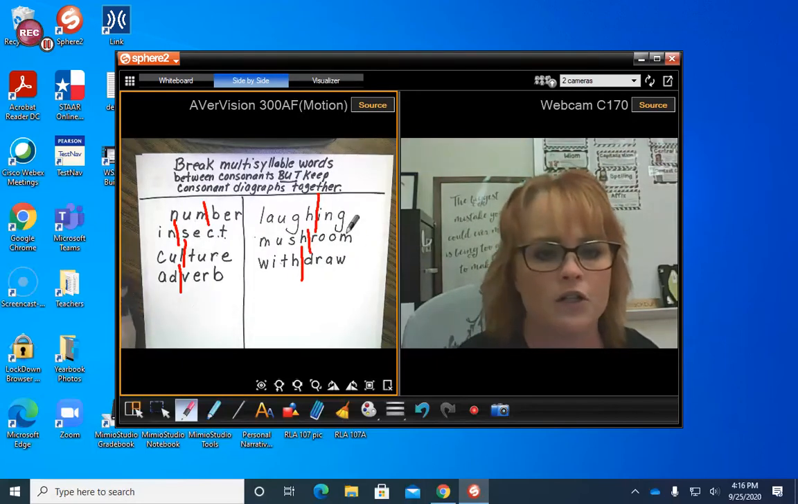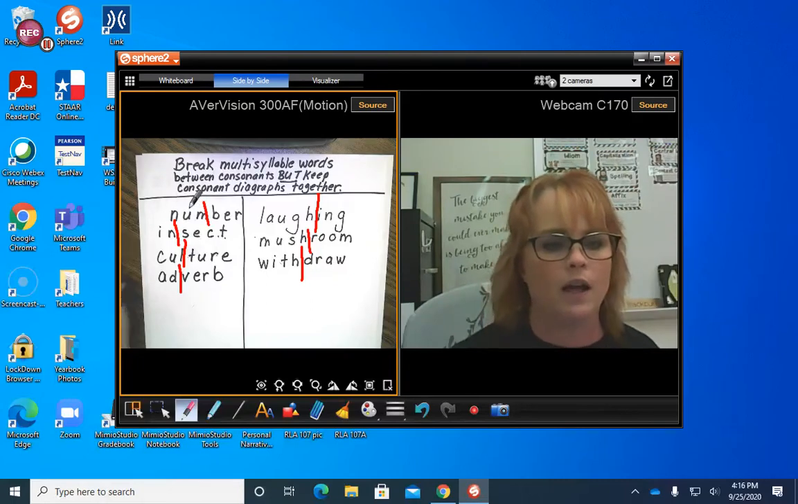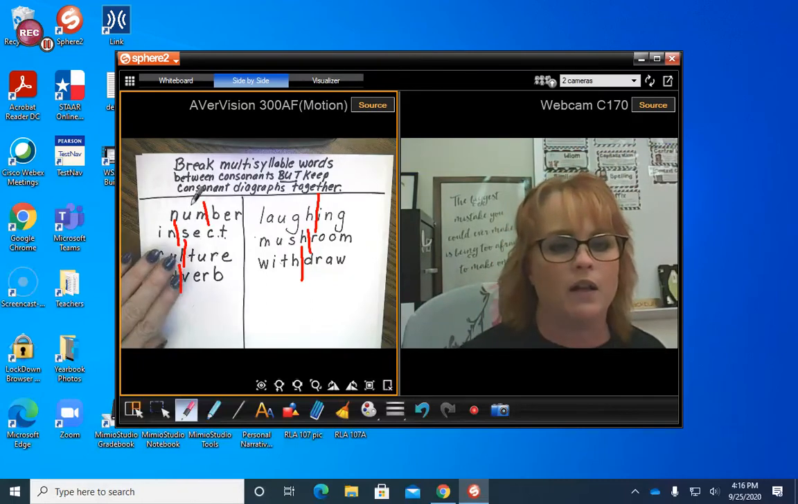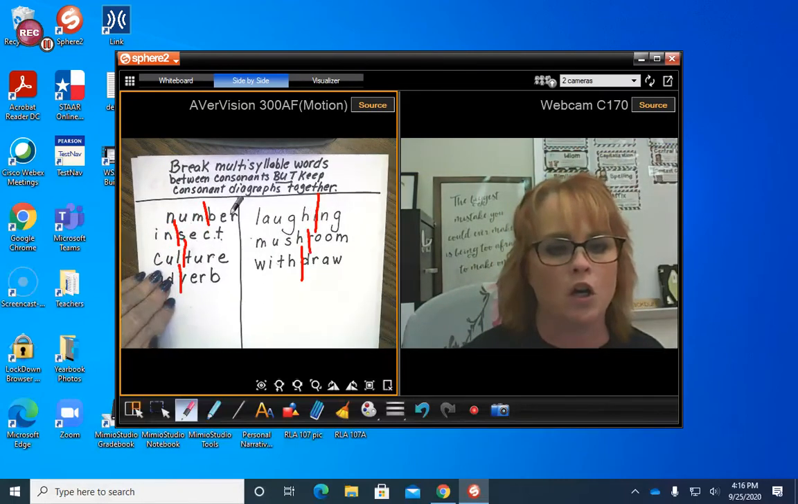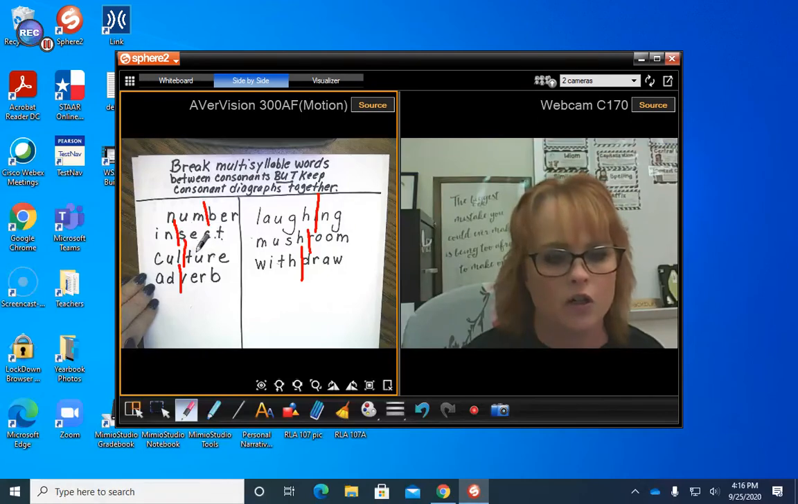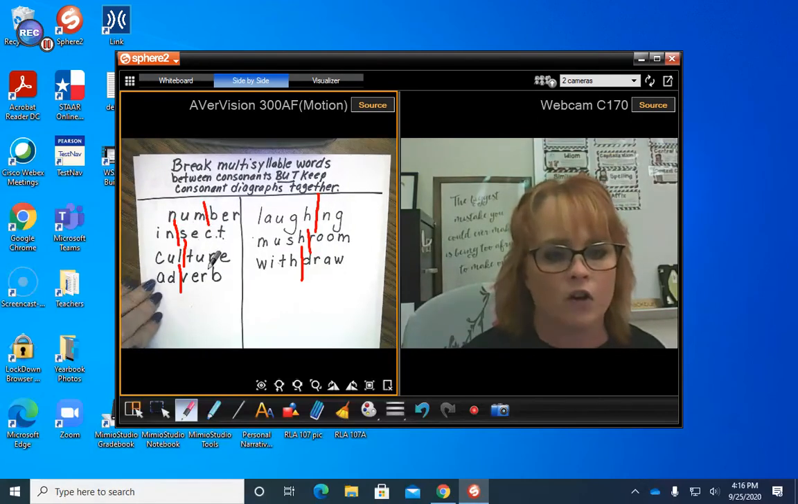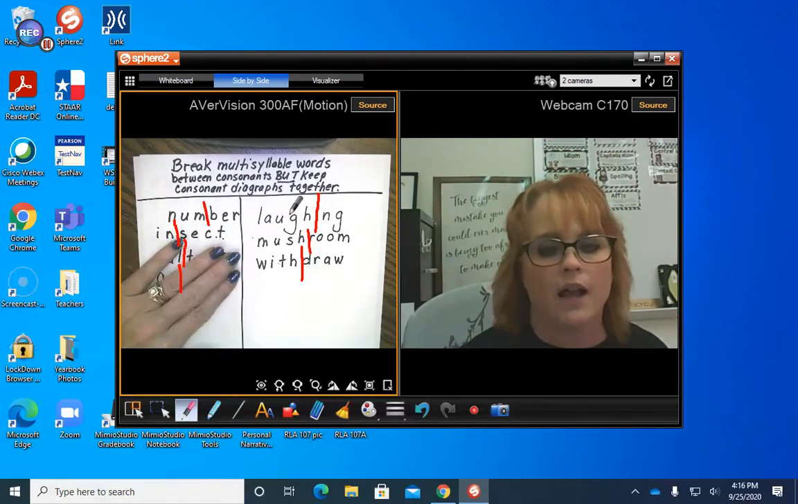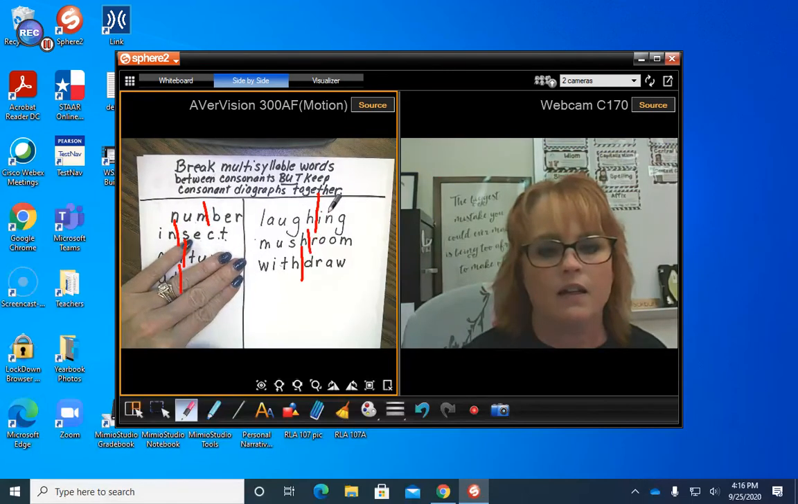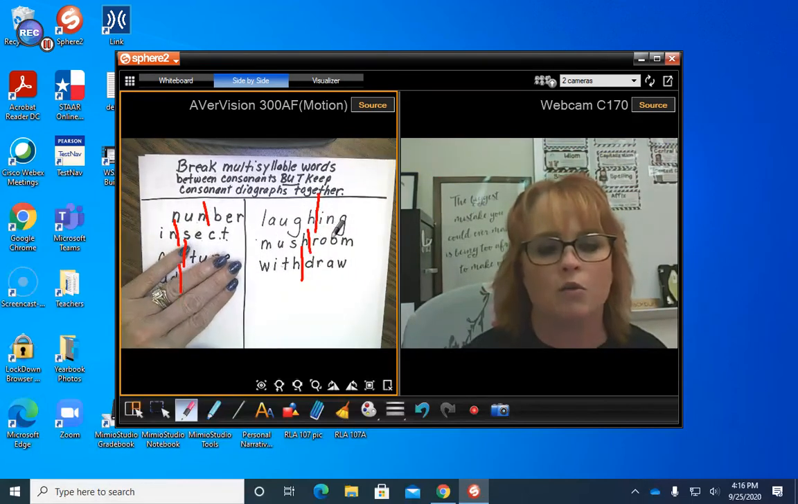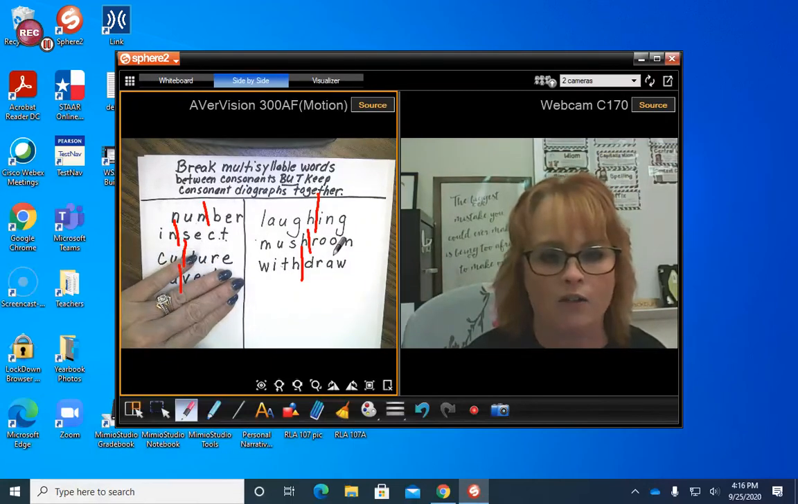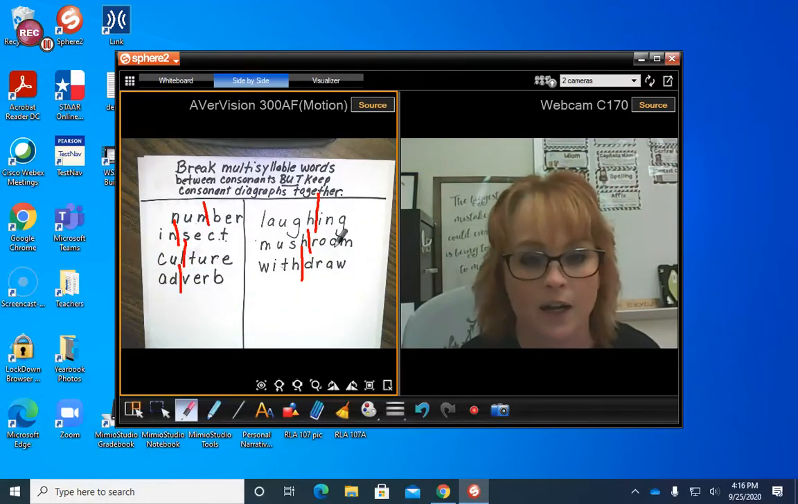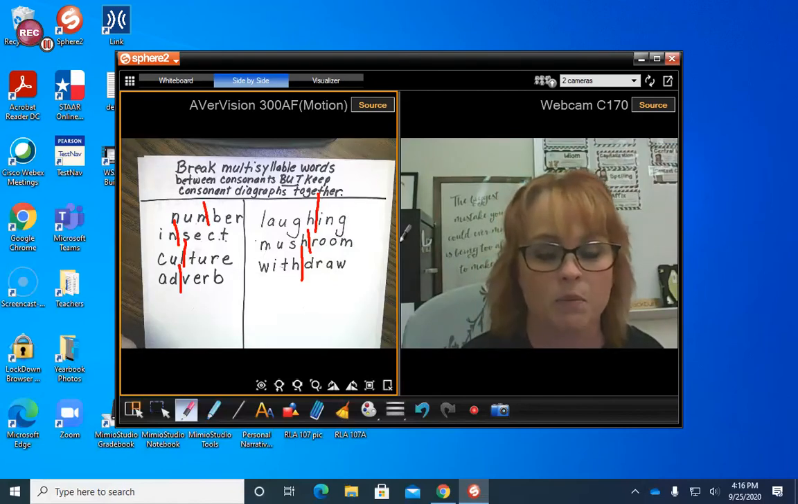So let's go over and check our words and tap them. We have number, insect, culture, adverb, laughing, mushroom, and withdraw. Those all look right and they all sound right. So I feel really good about where we split them.